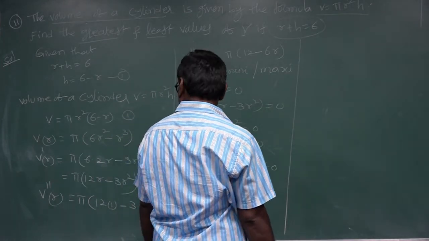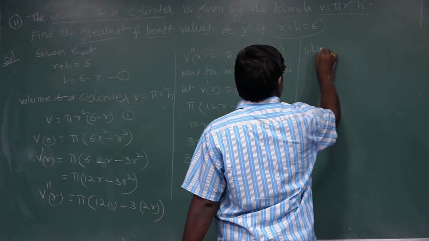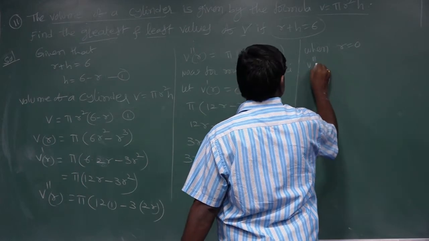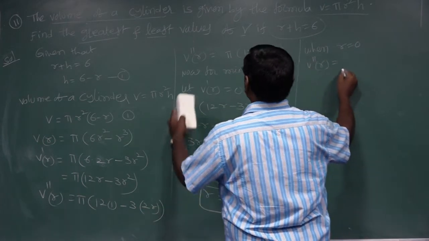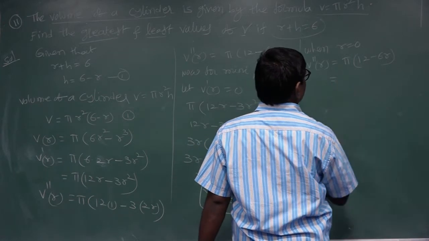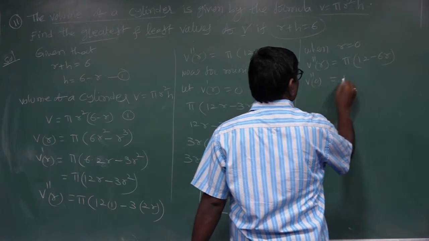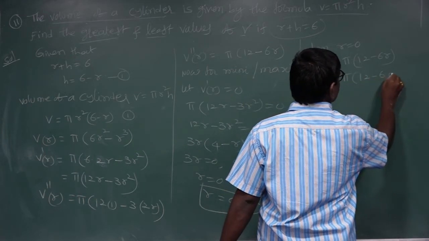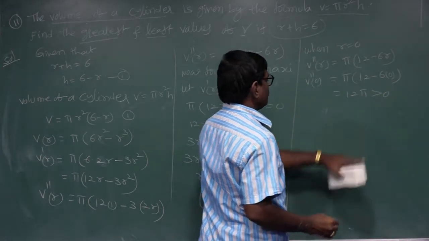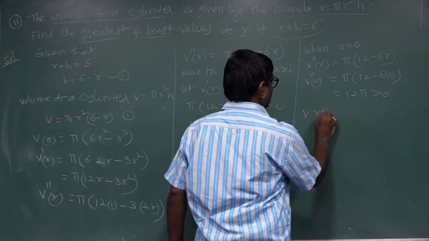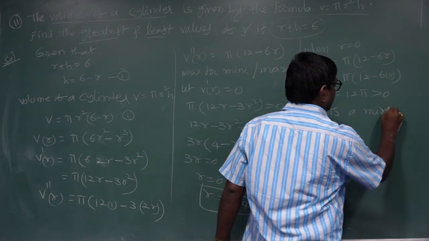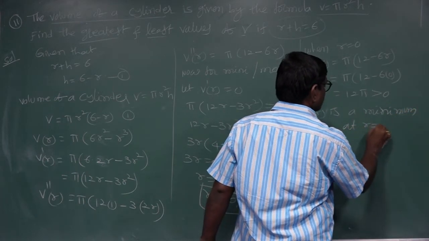When r equal to 0, in V double dash r, which is pi into 12 minus 6r, V double dash 0 equals pi into 12 minus 6 into 0 equals 12 pi, which is greater than 0. So V of r is a minimum at r equal to 0.